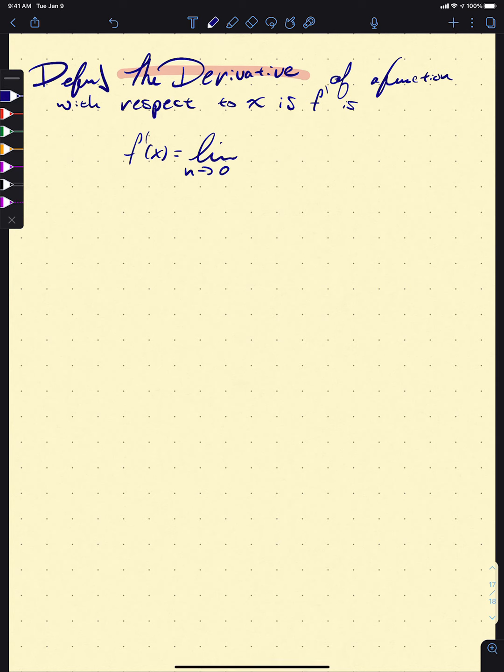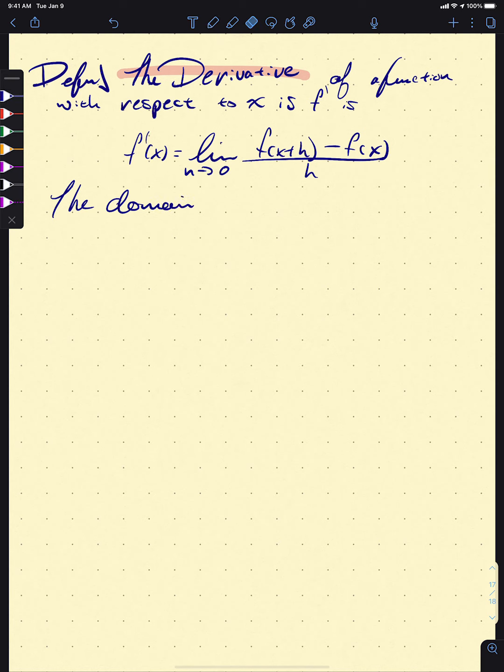It's the limit as h goes to 0 of f of x plus h minus f of x all over h. Notice that if we were to just plug in h equals 0, we would get something that was indeterminate, right? Because this is going to become f of x minus f of x, which is 0, and h is 0. So we'll need to probably do something a little fancy to actually compute this, okay? And with most new functions, we should think about the domain. The domain of f prime is the set of all x's for which the limit exists.